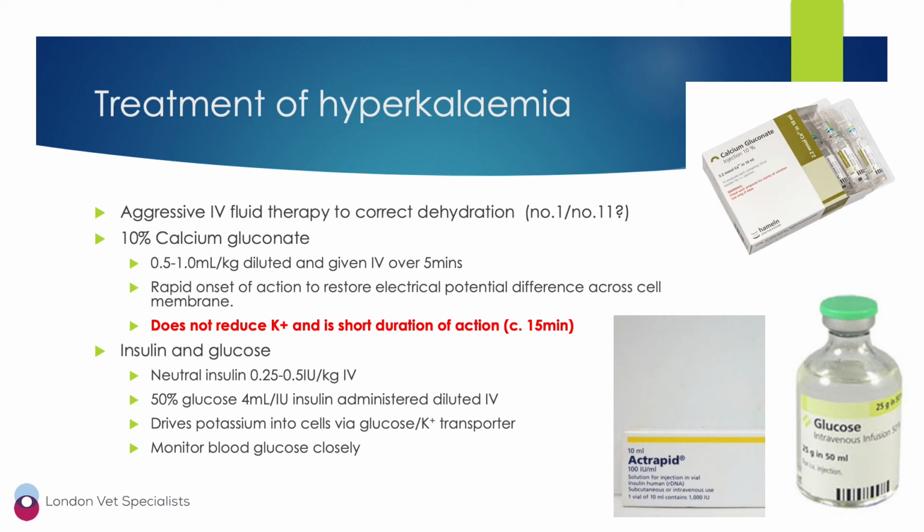You can give neutral insulin, so fast-acting regular insulin, and you give 0.25 to half an international unit per kilo, and then follow that with a glucose bolus. And usually what we do is we give 4 mls of glucose per international unit of insulin that was administered. You want to keep a close eye on the glucose, and usually it's a good idea to keep them on a Hartmann's or saline, which has then had glucose added, just to try and avoid any inadvertent hypoglycemia.